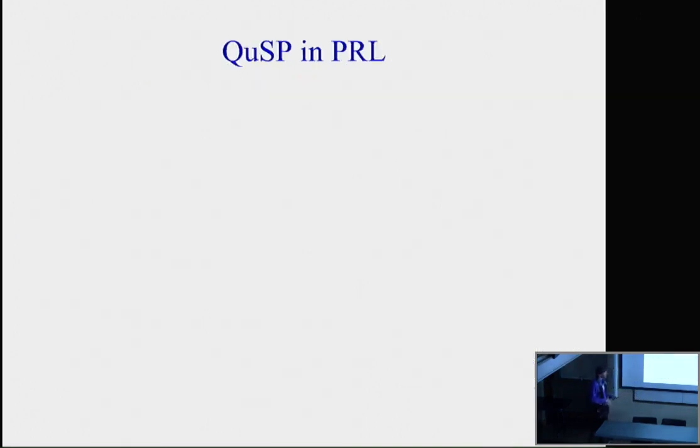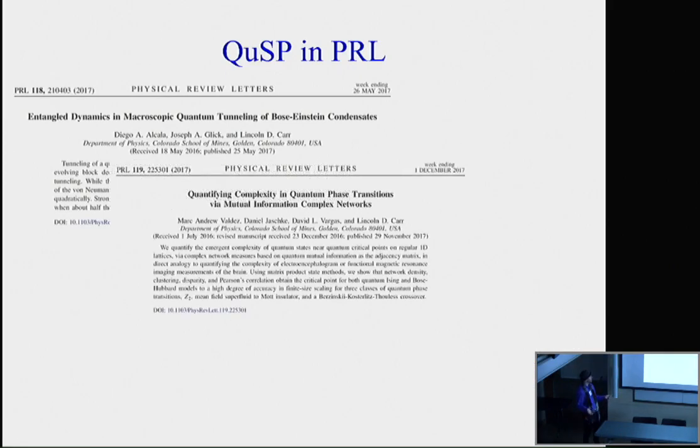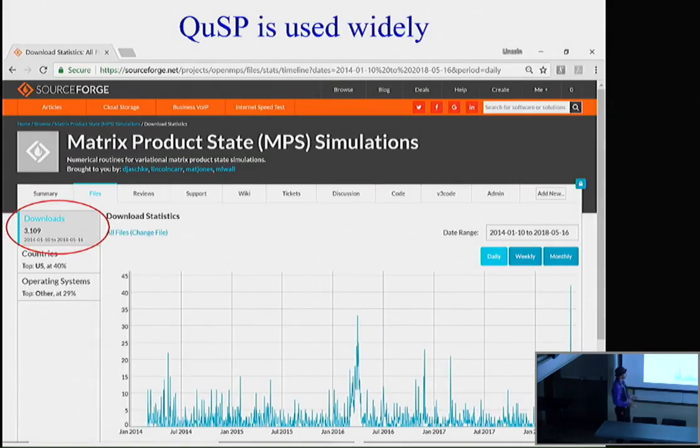Okay, enough of the predictions out of QuSP. Our own PRLs out of QuSP in the last year or so have covered everything from practical things like quantum tunneling, to quantifying complexity, to things like new regimes of many-body chaos, which are really quantum entangled in nature. Okay. If you want to know who's actually using this code, we've had about 3,000 downloads. Here's the sort of stats. It's running through SourceForge at the moment. Actually, the code is much older than this. This is just when we first posted it on SourceForge.